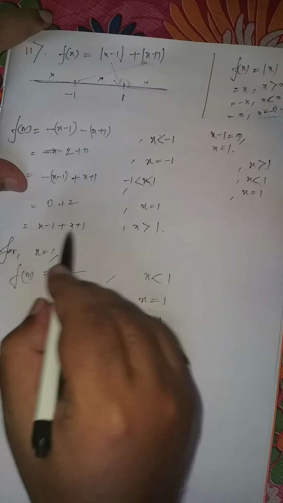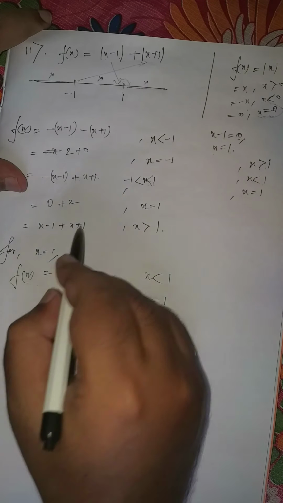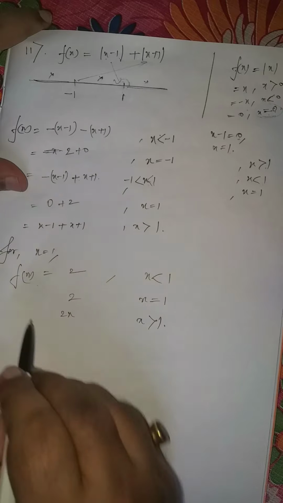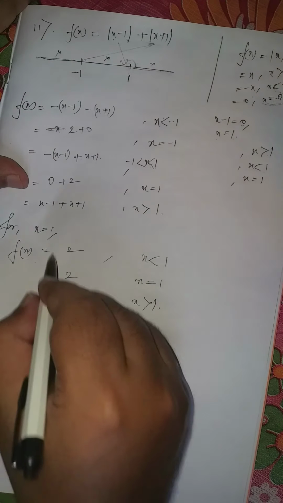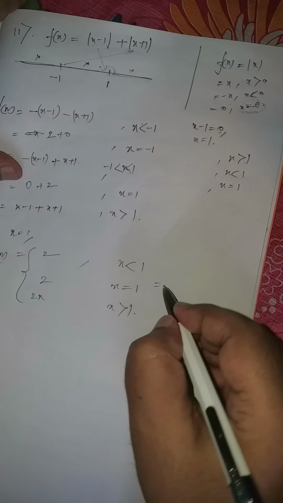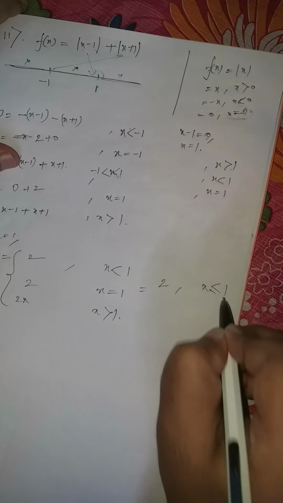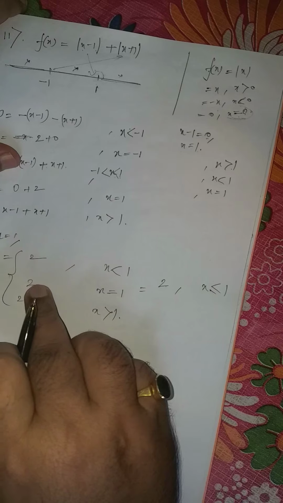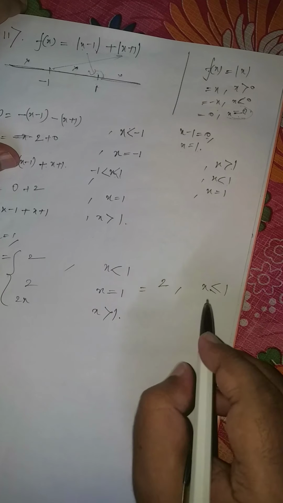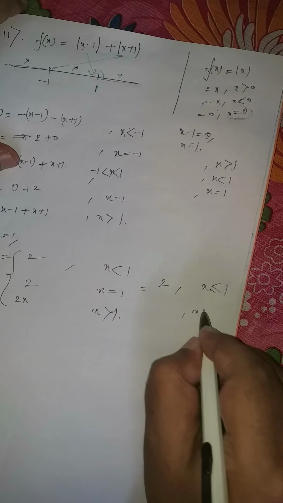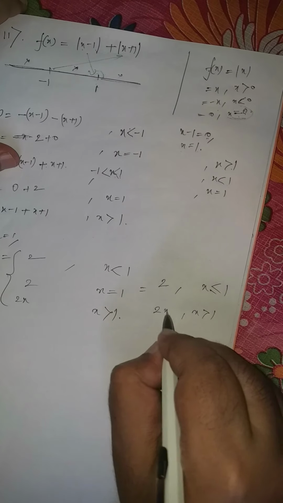For x greater than 1, the function is 2x. 1 cancels, the function is 2x. So you can write this also to be 2 when x is less than or equal to 1, because both are having the same value. So for x less than or equal to 1, it is 2, and for x greater than 1, it is 2x.